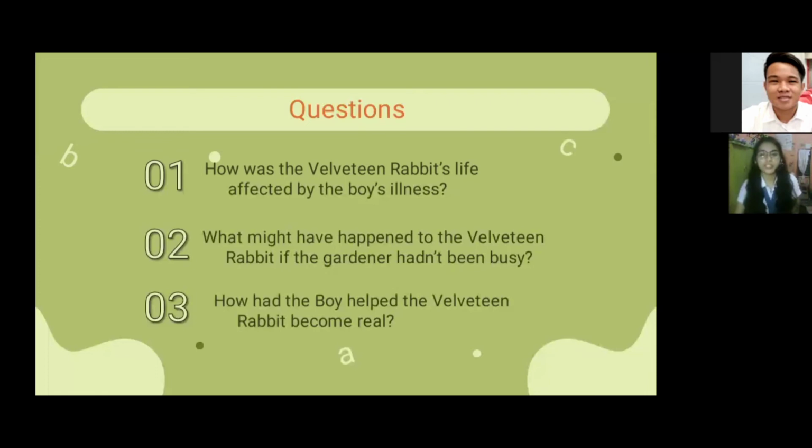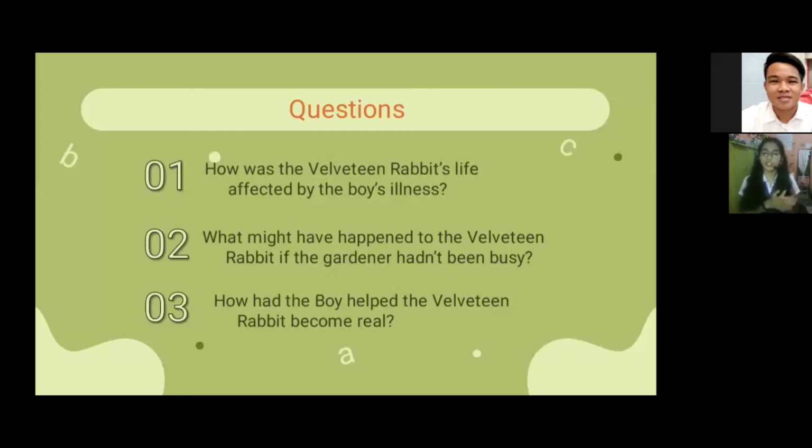So first question, how was the Velveteen Rabbit's life affected by the boy's illness? Velveteen Rabbit's life was affected by the boy's illness because he got ill. The Velveteen Rabbit becomes really sad and left alone. The Velveteen Rabbit will also be thrown and burned away because of the boy's illness. That's correct, Larry. So the Velveteen Rabbit's life was indeed badly affected by the boy's illness.